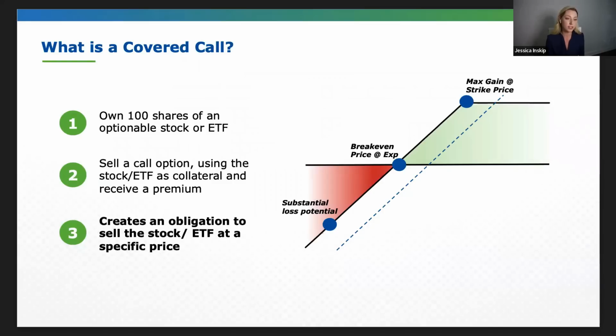So starting with what a covered call is. This is probably a slide that you've seen before, but a covered call is essentially a short option position. You start with owning 100 shares of an optionable stock or ETF. So you have to own a round lot. If you own at least a round lot of those, then you could sell a call against it. When you sell that call, you utilize the stock and exchange traded funds as collateral. So remember that a short call contains the obligation to sell securities at a specific price. And individually, the short call is actually a neutral to bearish position.